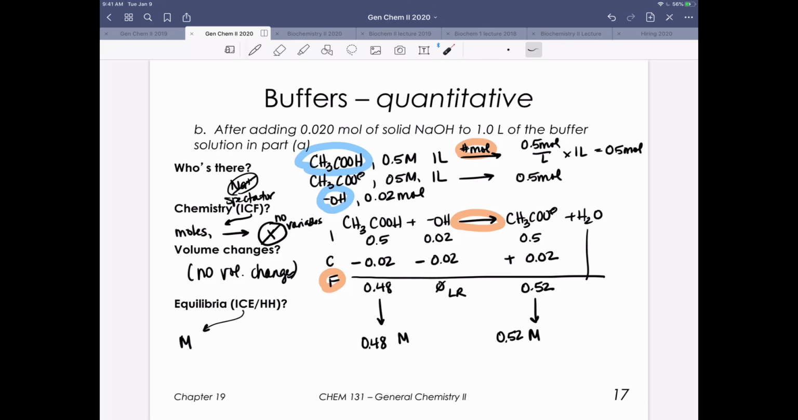Keeping in mind that there has to be moles in this table, we know that we've got 0.5 moles of our weak acid army, and we're adding 0.02 moles of our hydroxide army. This becomes our limiting reagent. We're going to use all of it up. So because we know the amount that gets used up here, that determines the amount that gets used up of our weak acid army. So we're left with 0.48 moles of our weak acid army.